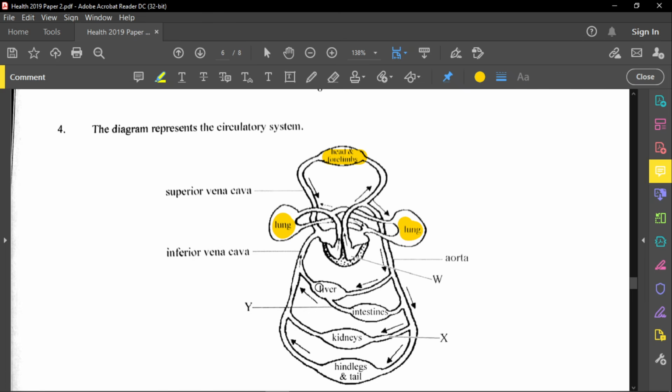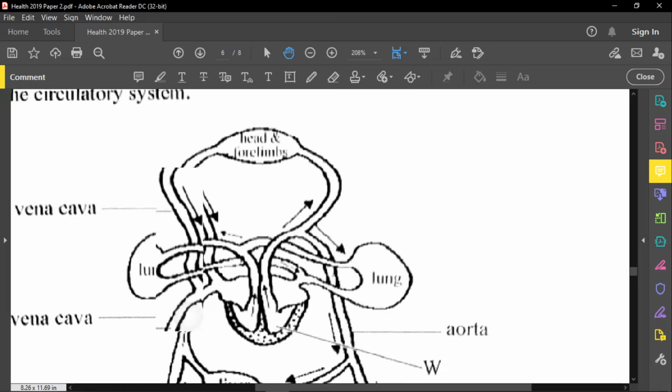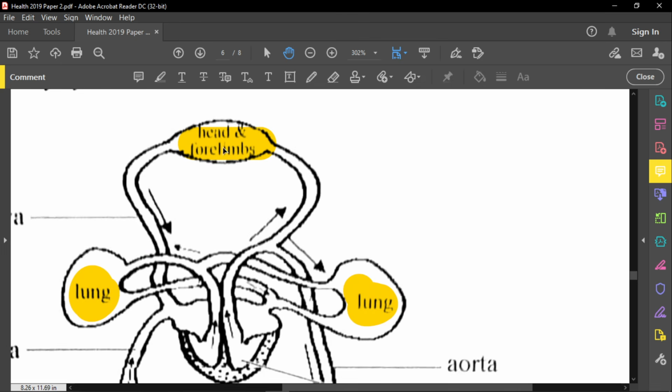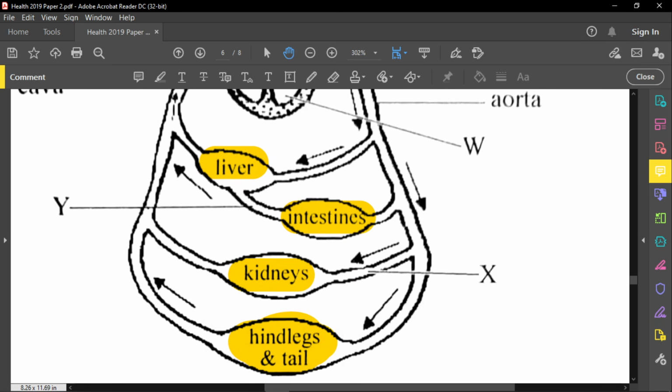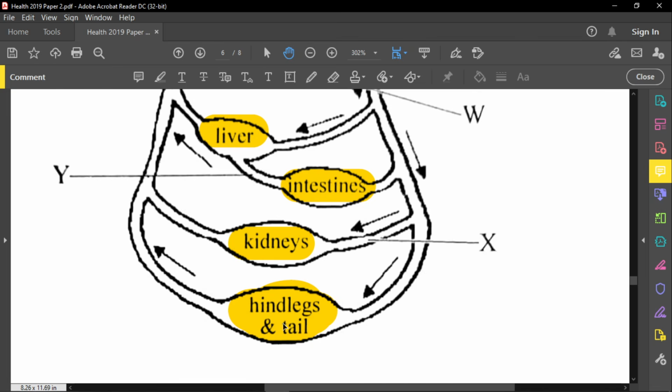And then we have the liver right here. And then we have the intestines. And then we have the kidneys. And then we have the hind leg and tail. So this hind leg and tail, this is not a human being. This is a mammal though, because the heart is a mammalian heart. Okay. So I just want to zoom in and show you a few things right here. So you'll see the head, all right, and the four limbs, the lungs there. And then I'm going to go up a little bit more. You'll see the liver, intestine, kidneys, hind legs, and tail.